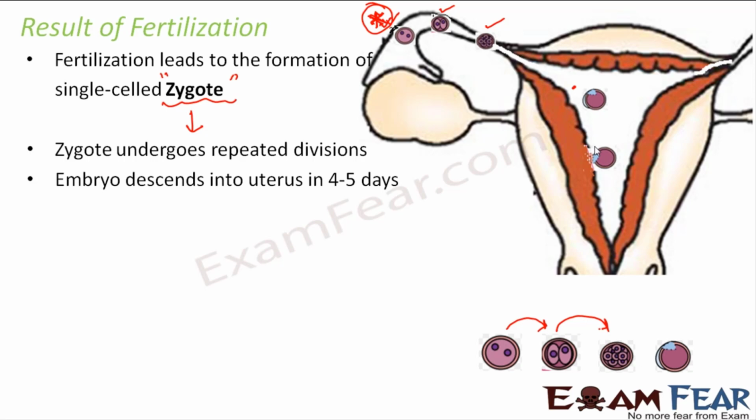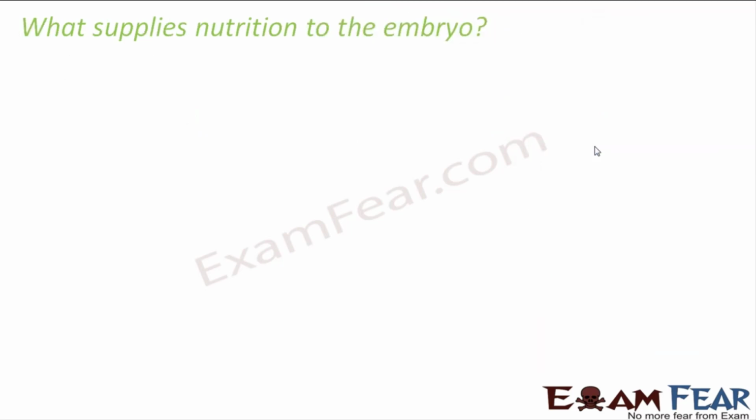So now the question is that, okay, fine, after so many divisions, the fetus or the embryo gets implanted in the uterus. But how does that fetus receive nutrition? Who provides food and all other nutrition for the growth of that embryo? So let us see what happens about that.